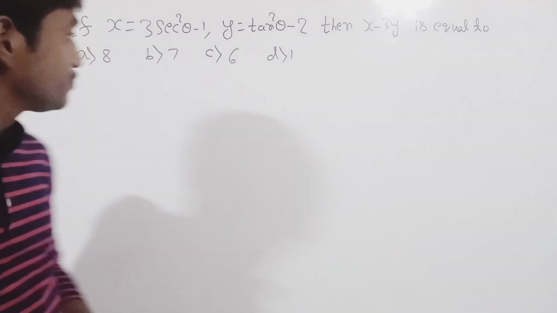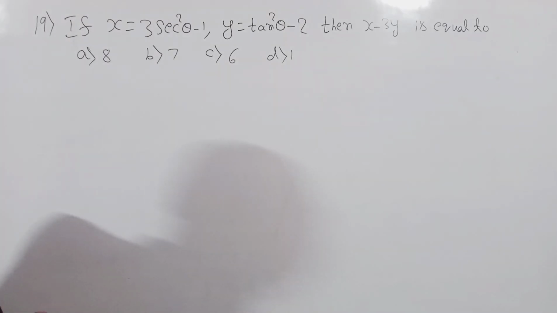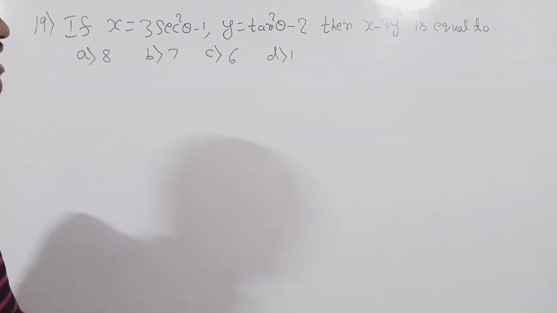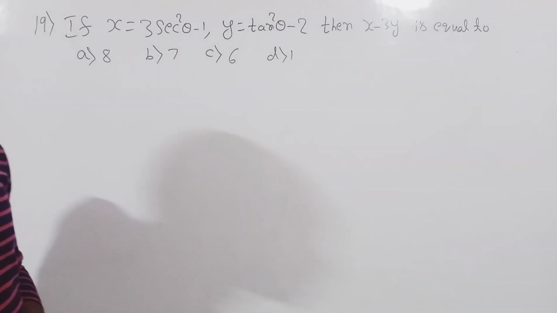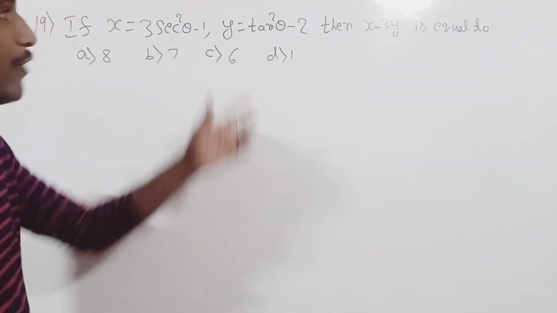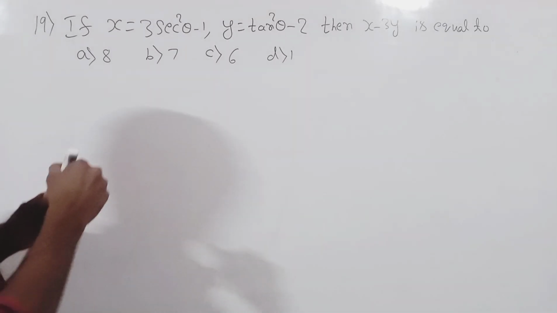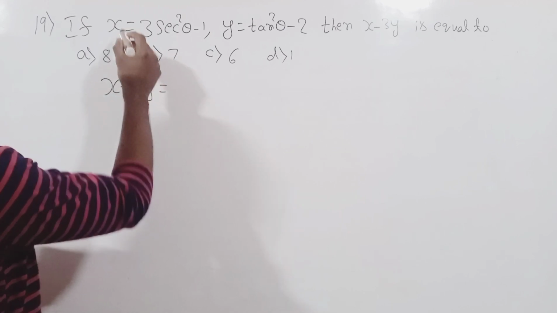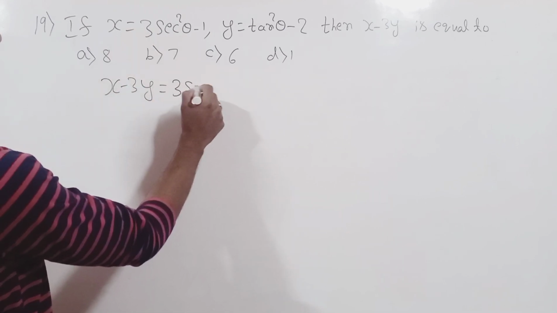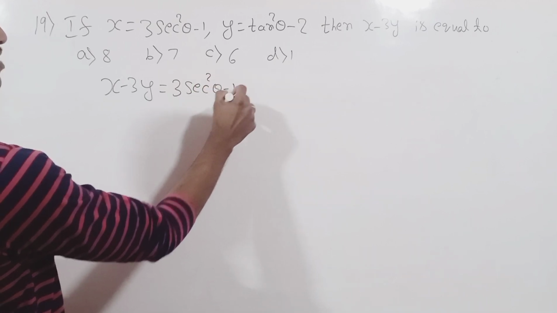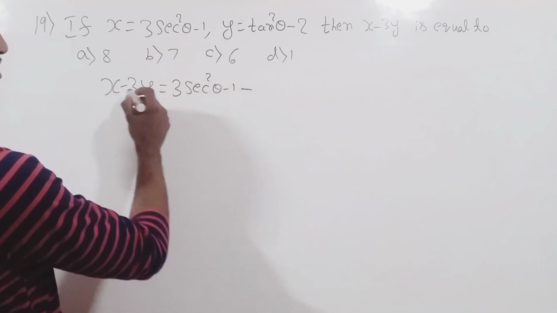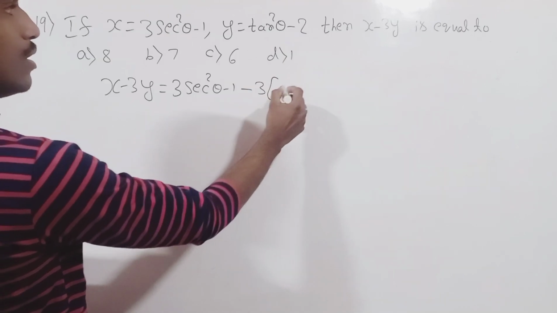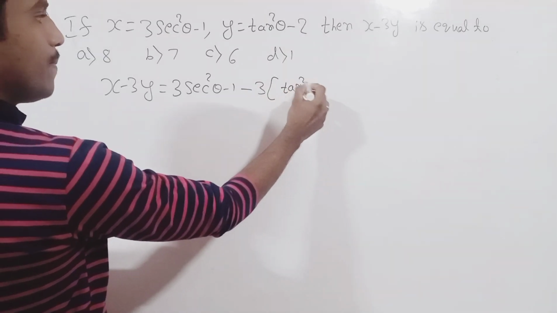Next question. If x equals 3 secant square theta minus 1 and y equals tan square theta minus 2, then what will be the value of x minus 3y? So we need to find the value of x minus 3y. So we just substitute here: x minus 3y equals, what is x here? 3 secant square theta minus 1, that is x, minus 3 times y. So 3 into, what is y? Tan square theta minus 2.